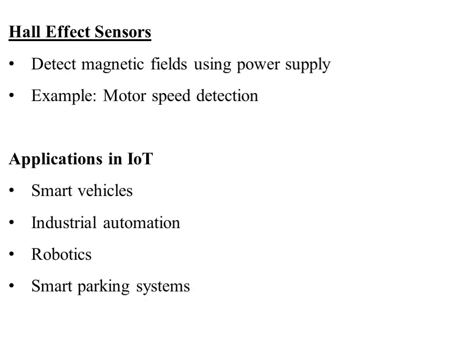Hall effect sensor detects magnetic field using a power supply. Example, motor speed detection. Applications in IoT, smart vehicles, industrial automation, robotics, smart parking system.